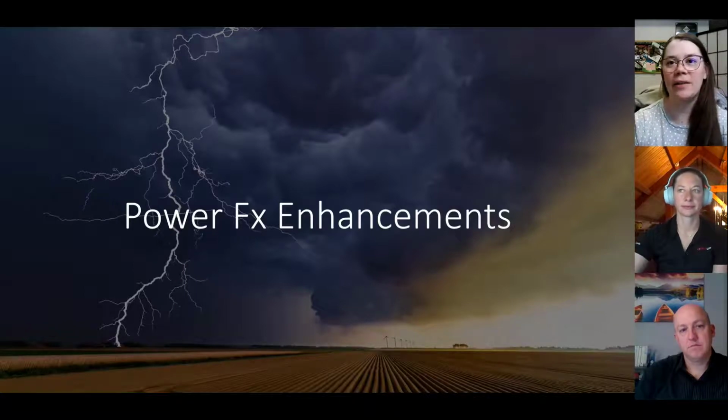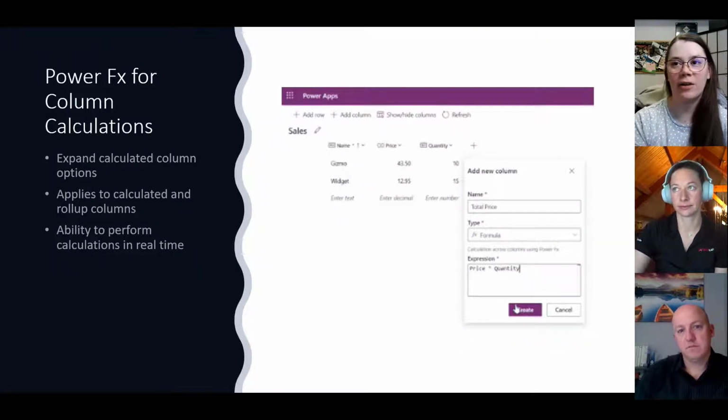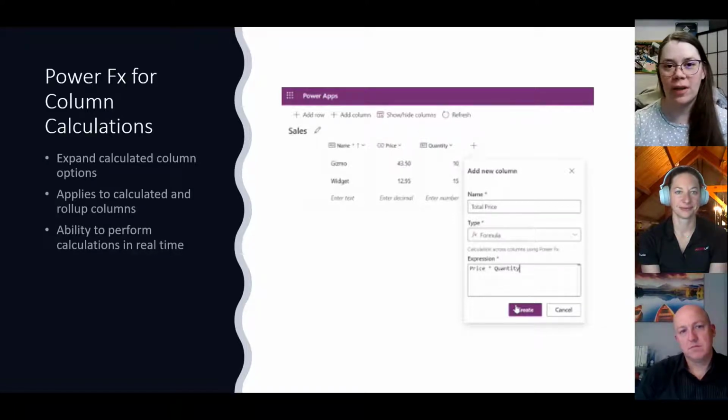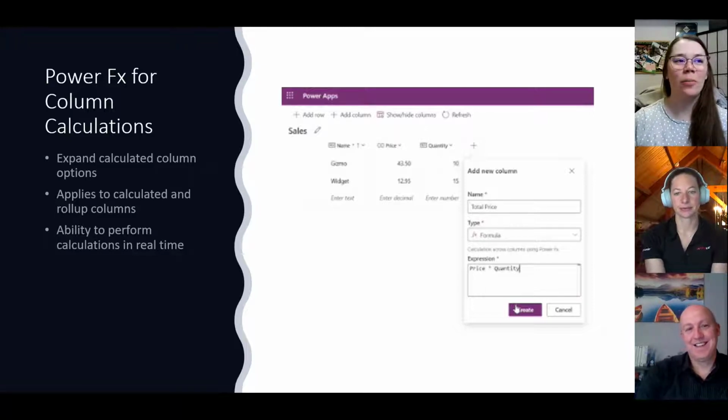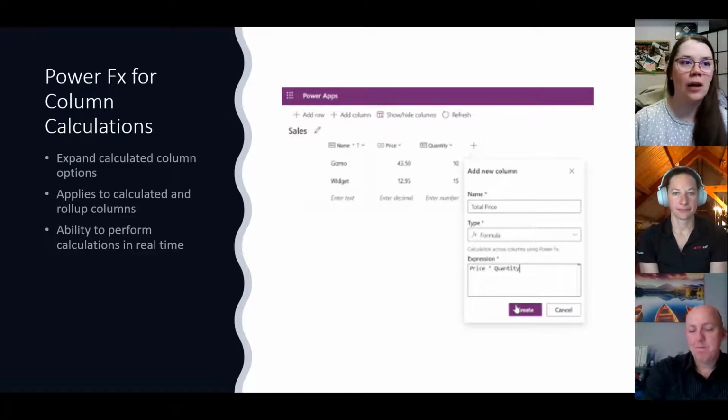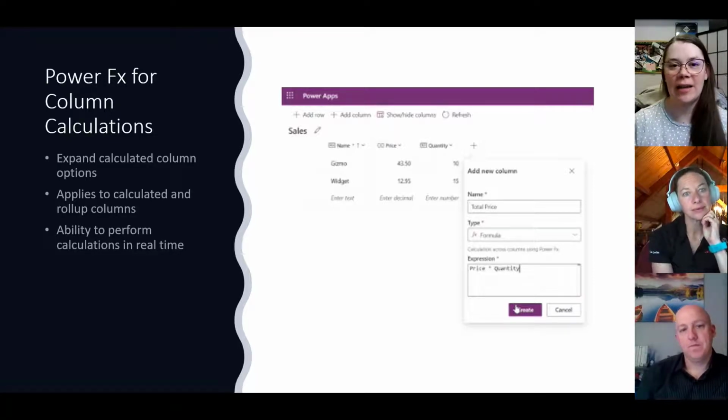But a few other features I'm excited about are the Power FX for calculated columns. So now you can add in your calculated columns and use Power FX to write those calculations instead of needing to use different, more classic calculations. And so that's available now in public preview, and the general availability should be coming anytime now. And this also allows you to use things like now and today within those calculations.